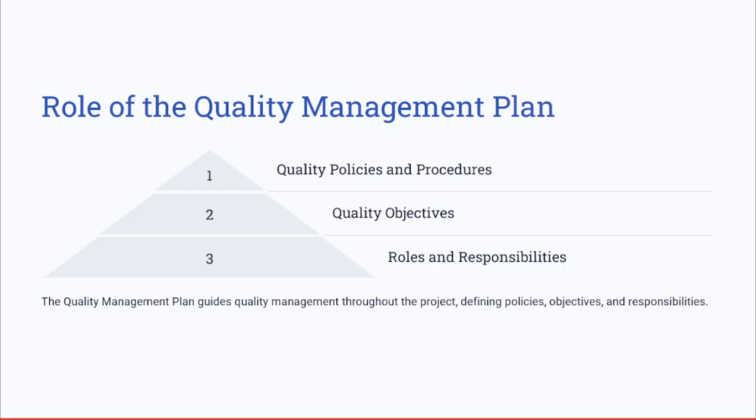The role of the quality management plan. The quality management plan serves as the guiding document that defines the quality policies, procedures, and standards for the project. It outlines the specific quality objectives that the project must achieve and specifies the roles and responsibilities of each of the team members to ensure that quality is managed effectively throughout the project life cycle. And this plan ensures that everyone involved is aligned with the quality expectations and processes.